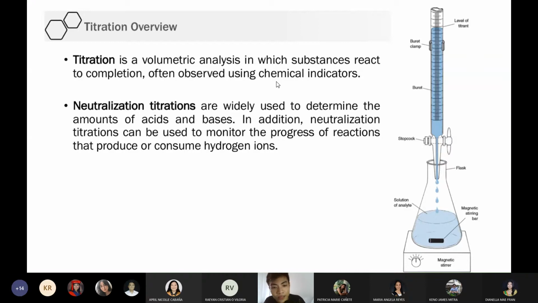Titration is a volumetric analysis. Okay? Ibig sabihin, may mga tubig. Dalawa yung uri ng tubig natin. We have the titrant liquid and the analyte liquid. No? Okay? We react the two to completion, and the completion is inferred by the color of the chemical indicator. Okay? The primary focus is neutralization titration, or acid-base reactions.